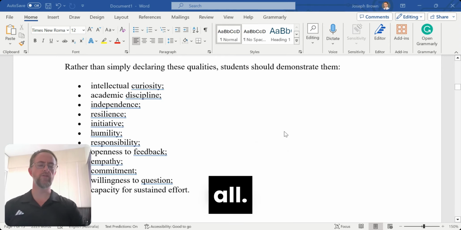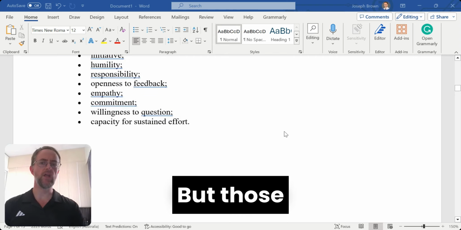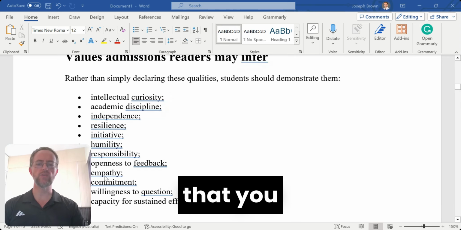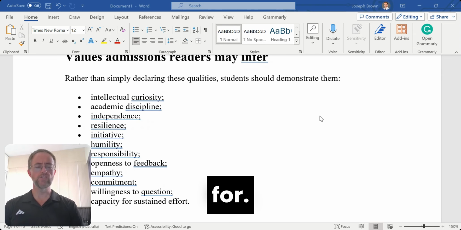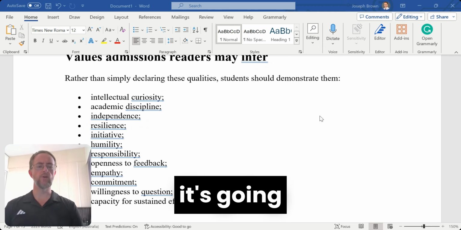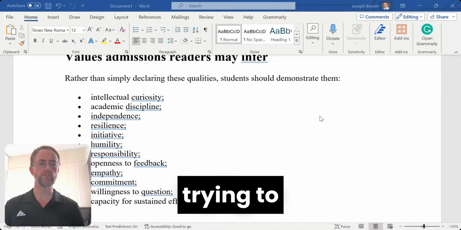I could read them all. They're on there for you. You can pause and then you can make decisions. But those are the things that you would imagine this is what the audience is looking for. So in your personal statement, it's going beyond introducing you. It's trying to impress. It's trying to persuade.